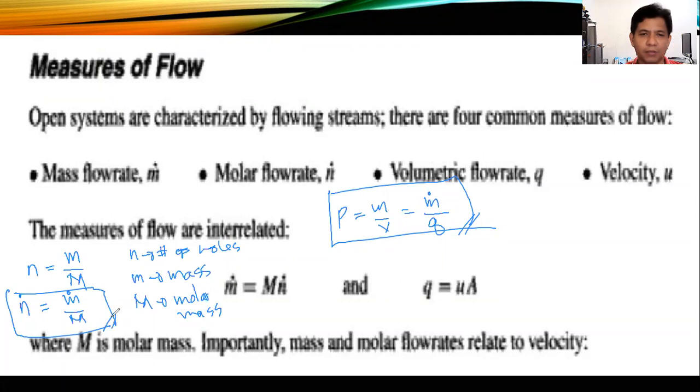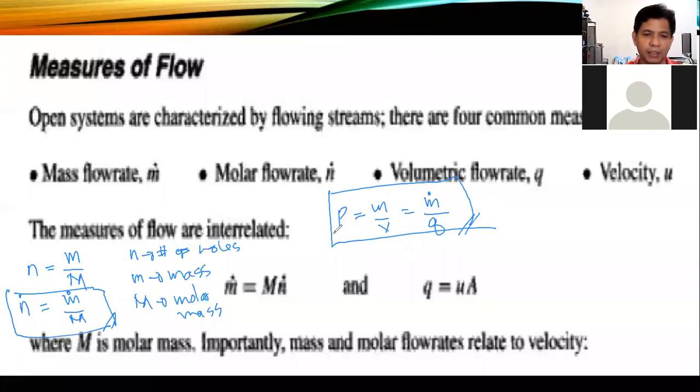Okay, so do you have any concern? Do you have any question regarding these measures of flow? So there are 3 ways to measure the flow. Volumetric flow rate, molar flow rate, and mass flow rate. And then we have 2 equations to relate the 3 measures of flow. First is the density equation, and second is the definition of moles, no? Mass over molar mass. Okay. Let's proceed.